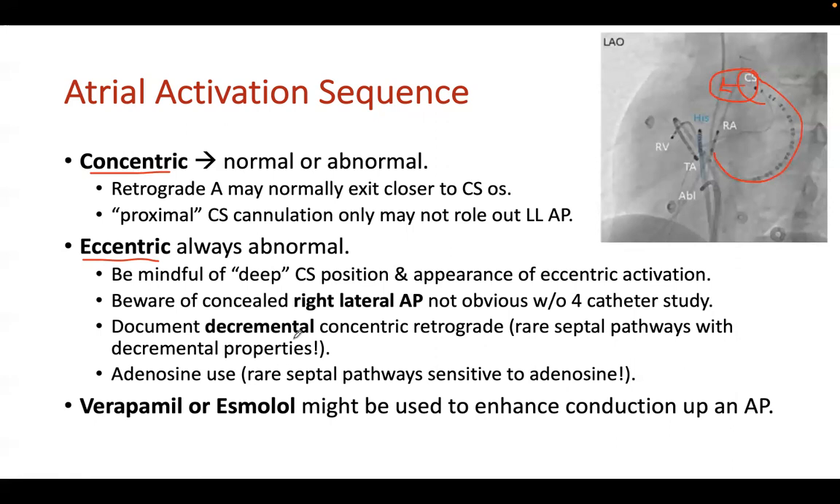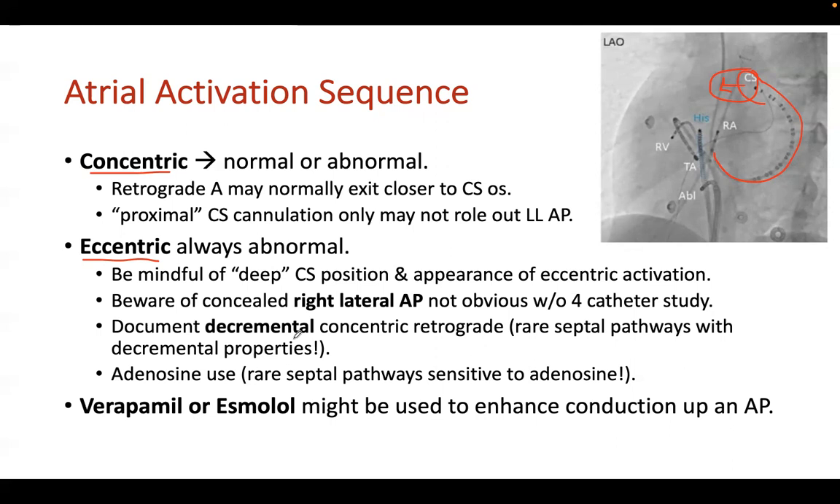Okay. This is why when we V-pace, we usually V-pace with a shorter cycle length, and we try to document decremental atrial activation. When you see decremental atrial activation, this is a sign that you are going up an AV node, because this is the normal physiology of the AV node.